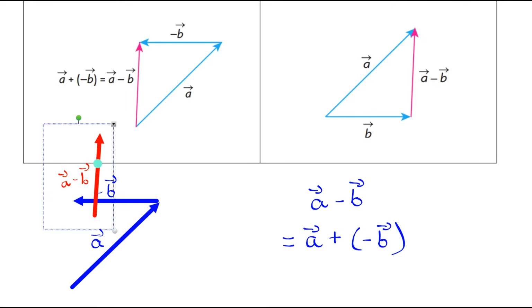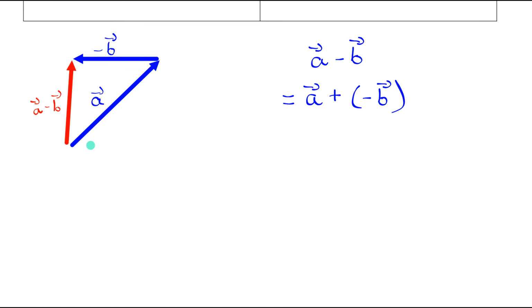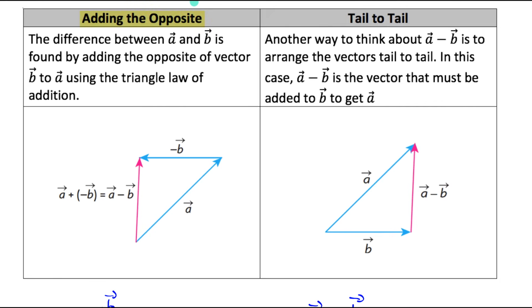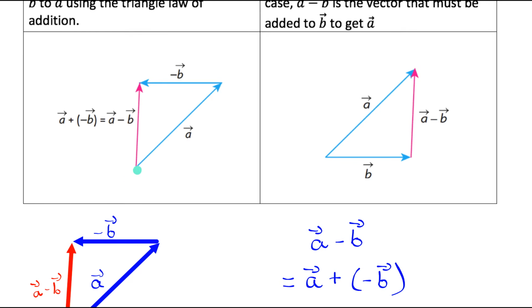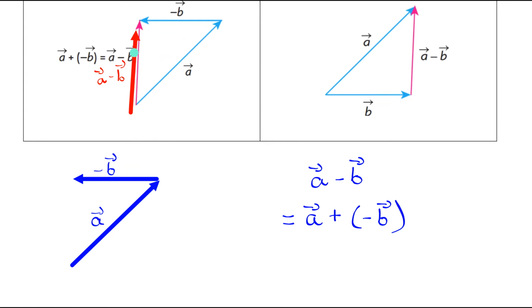And notice if I bring this up to this diagram, it's the exact same magnitude and direction. So what did I just do to find vector A minus vector B? I did what's called adding the opposite. The difference between A and B is found by adding the opposite of vector B to A, using the triangle law of addition, which is sometimes called the tip-to-tail method. And notice when it's set up as A plus the opposite of B, so A plus negative B, what we get is A minus B. And what I got is the same magnitude and direction of what's in the diagram there.